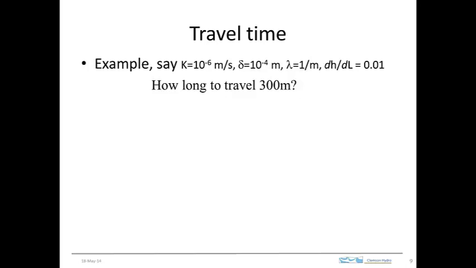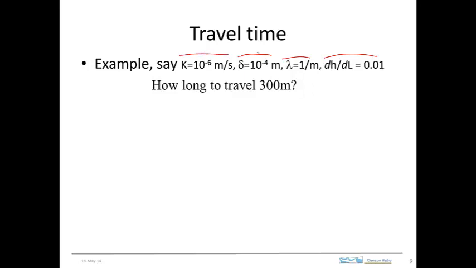The fracture aperture here, 10 to the minus 4 meters, that's 100 microns. A sheet of paper is about 75 microns, so this is a little bit bigger than a sheet of paper, but it's actually a fairly typical hydraulic aperture for a fracture. The fracture density, this is one fracture per meter, and the hydraulic head gradient 0.01, 1%. This is a reasonable value for a horizontal hydraulic head gradient.